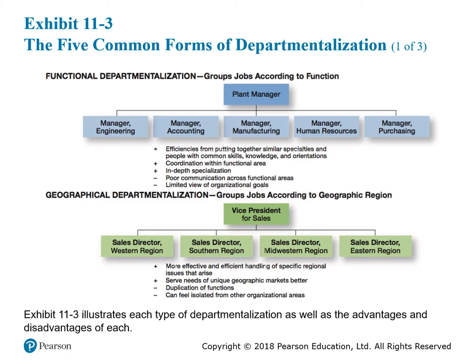So that's the first and most common one, the functional departmentalization. Basically you have functions, so you have specializations, you have a group of people who are from similar backgrounds and they all do similar jobs. So you have accountants, you have human resources people, you have engineers and so on. The second one is the geographical departmentalization.